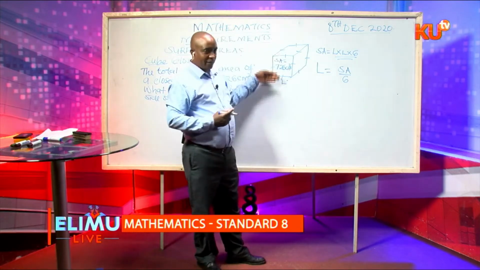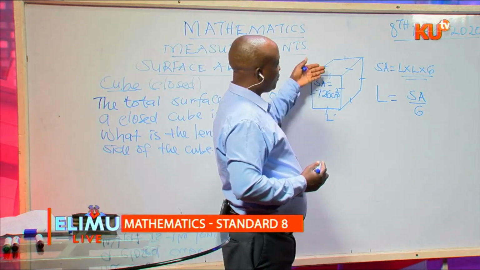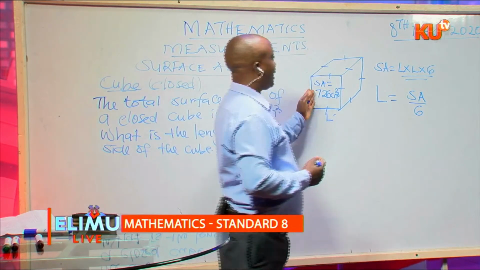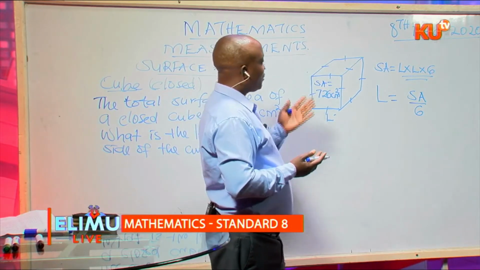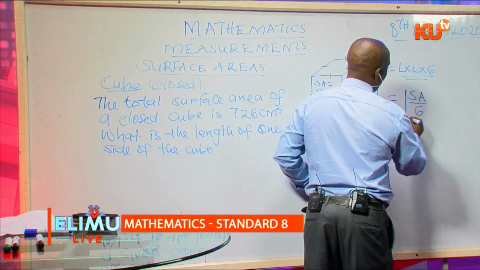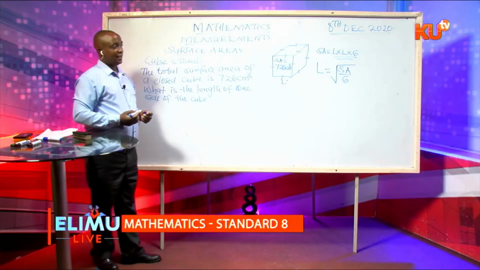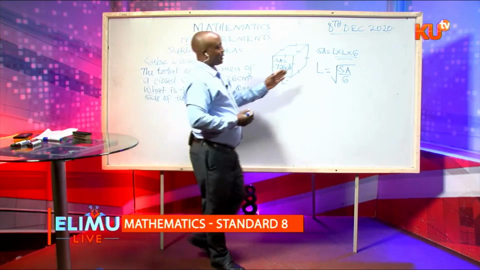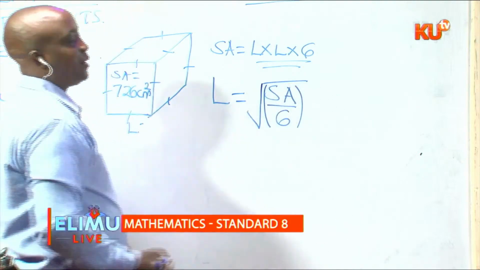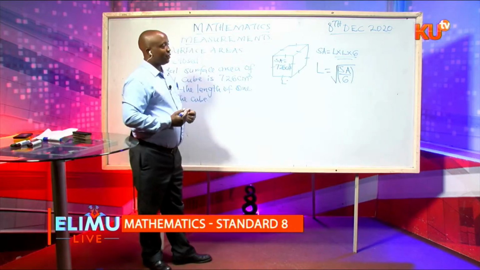So we find the area of one face. And since we have said all the faces have the same area, this 726 is the area of all the 6 faces. So to find the area of one face, we divide by 6, and then after that, we find the square root to get the length of one side. So to get the length, take the surface area, divide by 6 to get the area of one face, then find the square root to get the length of one side of the cube.